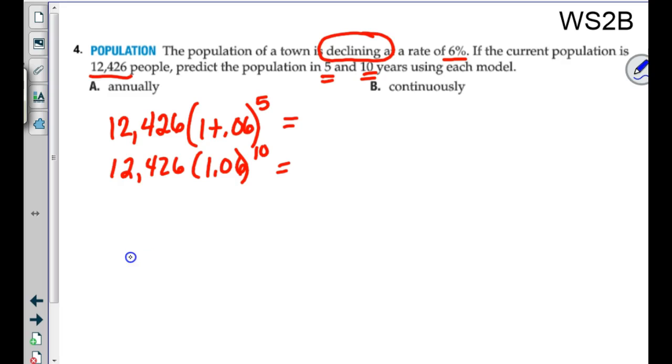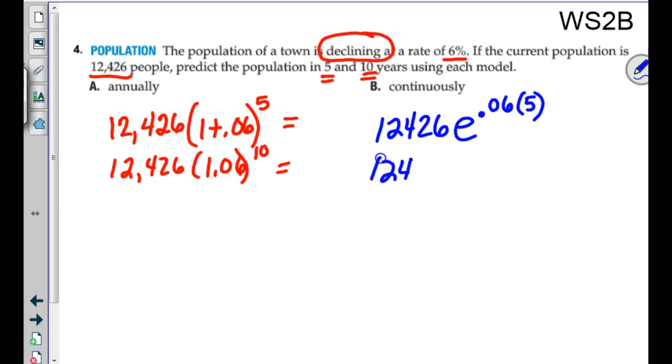And then we're supposed to do it continuously. So that would be using what? E to the 0.06 for 5 years or 10 years. All right, who's got an answer for me? Anybody? Yes, what'd I do?